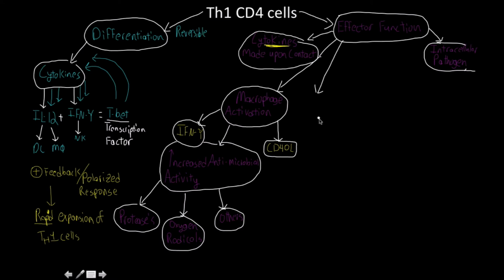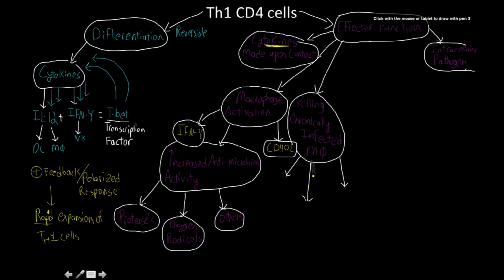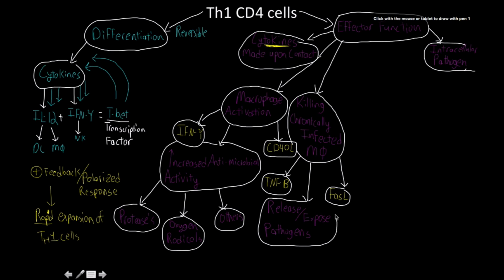The next thing I wanted to mention is that it's able to kill the chronically infected macrophages, so that they will release the intracellular pathogens that are hiding inside of them to be destroyed by the immune system. The two cytokines involved in doing this are the Fas ligand and tumor necrosis factor beta. In case you don't remember that from when we talked about the cytotoxic T cells, the Fas ligand is membrane bound, and the tumor necrosis factor beta is the soluble secreted cytokine. The reason we do this is because we want to expose those pathogens hiding inside the macrophages to the other healthy immune cells in the surrounding areas.